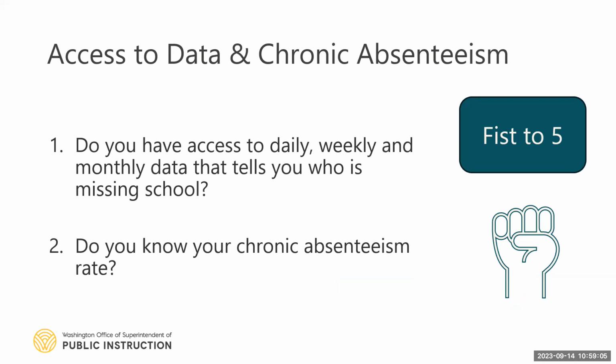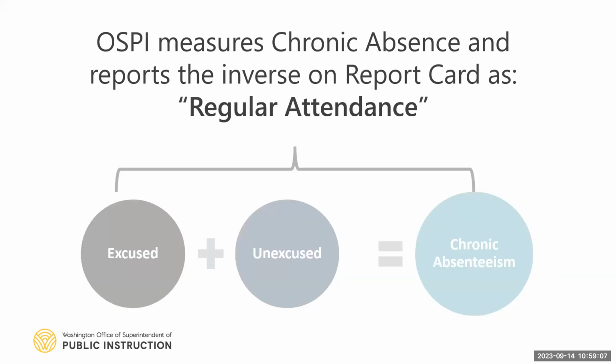Go ahead and go back one slide just really briefly. Regular attendance is just the inverse of chronic absenteeism. So if you have an 80% regular attendance rate in your school, then you have a 20% chronic absenteeism rate. They dance together. They're just the inverse of each other.